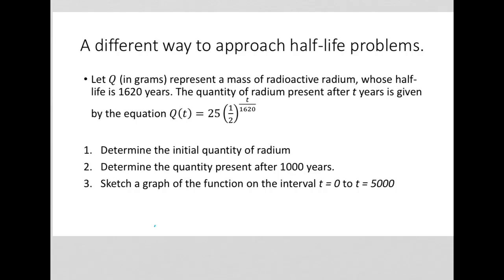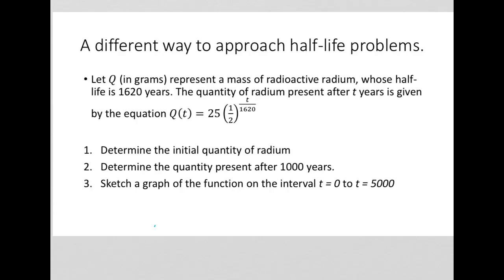Okay, another half-life problem here, but we're going to look at it in a slightly different way. So now we're saying let Q in grams represent a mass of radioactive radium whose half-life is 1,620 years. The quantity of radium present after t years is given by the equation Q of t equals 25 times 1/2 to the power of t divided by 1620. Question number 1 says determine the initial quantity of radium.